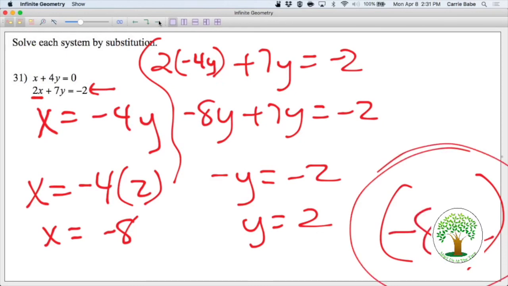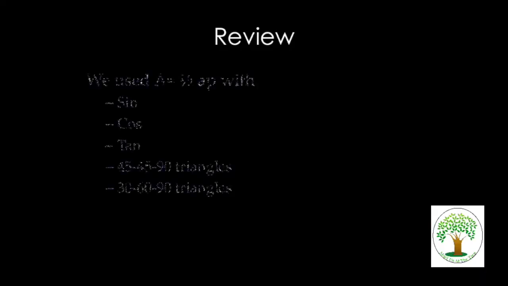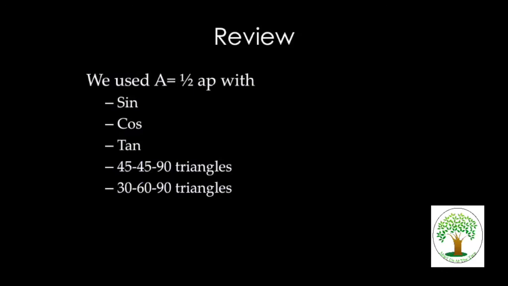All right. Let's go to the next thing. The next thing's not going to be hard. This is what we did in this lesson. You use sine, cosine, and tangent. You use the 45, 45, 90 triangles and the 30, 60, 90 triangles to help you with area. And we also did a little bit of substitution and elimination. Hope this has been helpful.